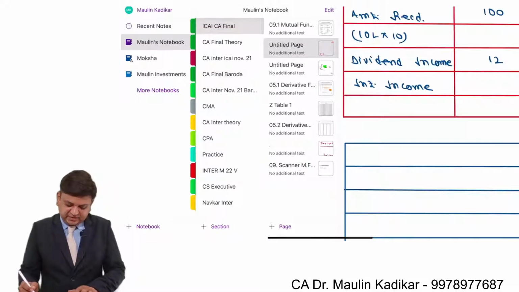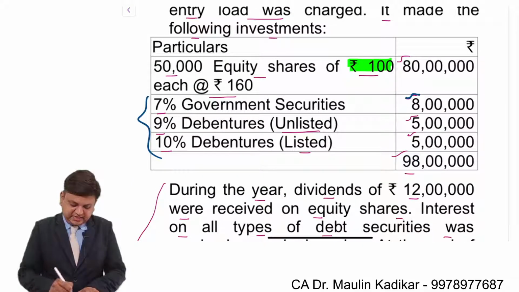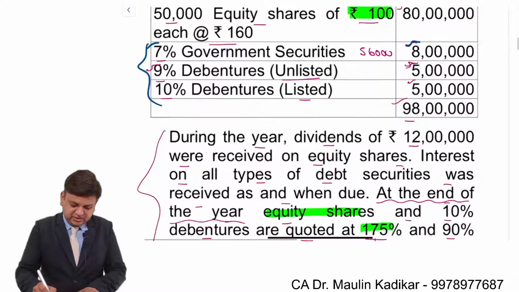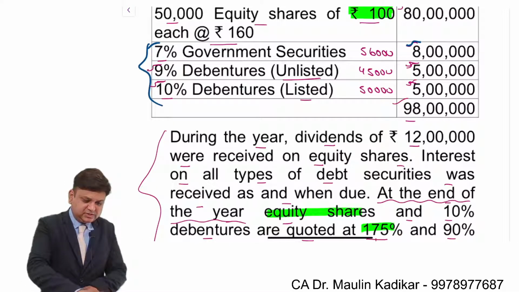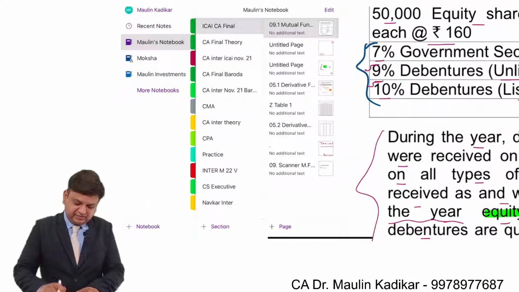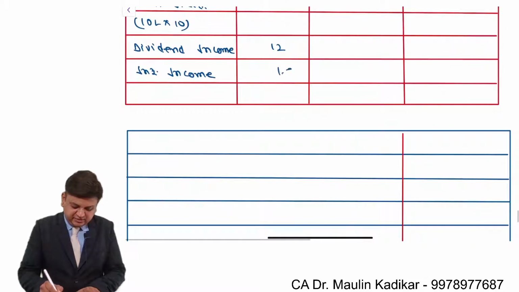We have been provided with information that we have made investments like this. So 8 lakhs into 7%, that comes to 56,000. 5 lakhs into 9%, that comes to 45,000. 5 lakhs into 10%, that comes to 50,000. 56 plus 45 plus 50, that comes to 1,51,000. So it is 1,51,000.